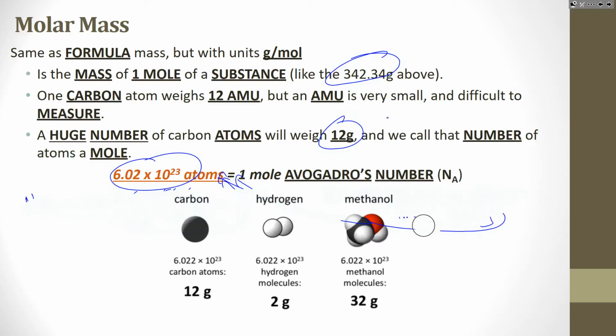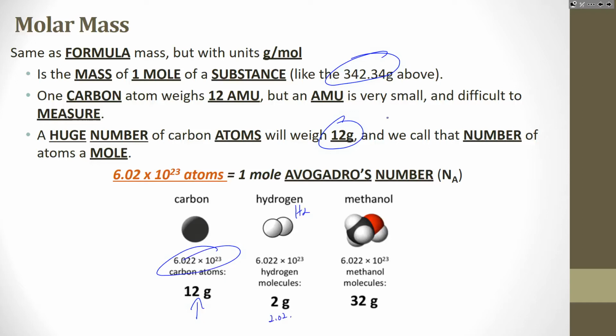So again, if we have carbon, hydrogen, methanol, whatever, it doesn't matter. If you have 12 grams of carbon, you have this many carbon atoms. If we're talking about hydrogen gas, H2, it weighs 2 or 2.02 grams. If you have that many grams, you have the same number of hydrogen molecules. And if we're talking about methanol, this is CH3OH. If we weigh that, you add that all up, it's going to be 32 grams. If you had 32 grams, you have that many methanol molecules.